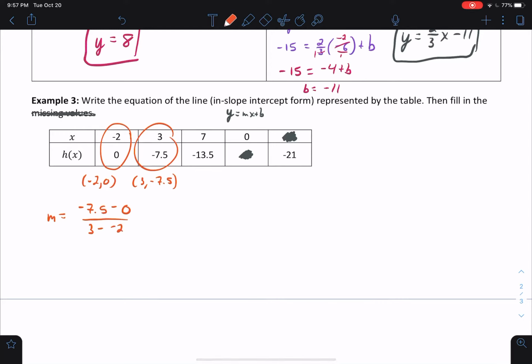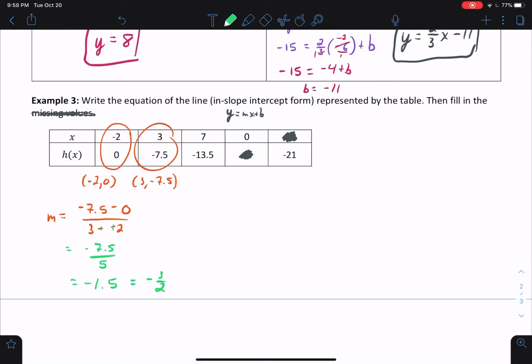Okay, so this is going to be -7.5 over 5. If I use my calculator, there, where'd my calculator go? Oh, there it is. Calculator was hiding from me. So I take -7.5 divided by 5. That's going to give me a slope of -1.5. All right, that's the same thing if you want to deal with fractions as -3 over 2.